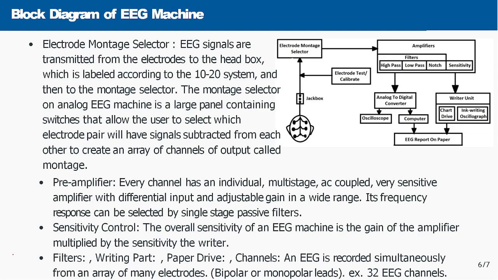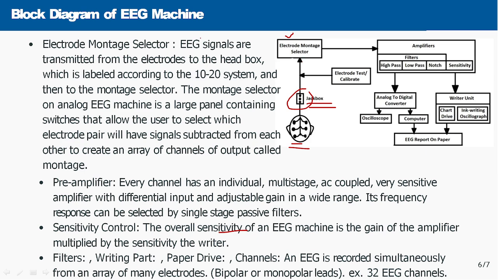Now how to capture this? We have already discussed different types of electrode placement in the different lobes of our brain. Now this is the block diagram of an EEG machine. You mark here, the scalp electrodes are placed here and they are connected to a jack box. Out of this jack box, multiple electrode pins are connected to an electrode montage selector. What is that?